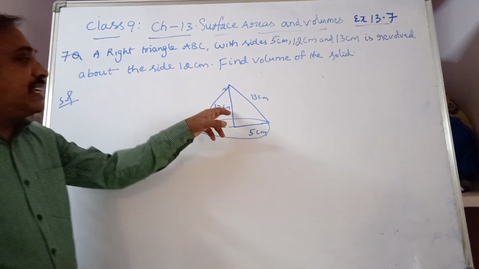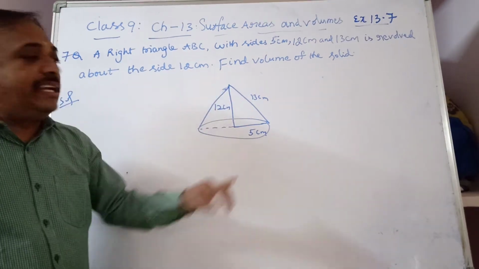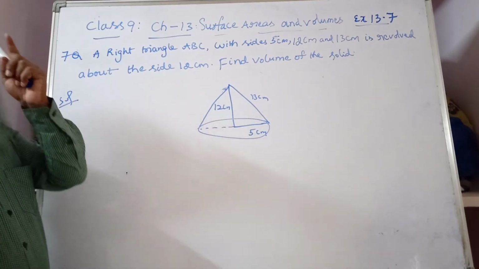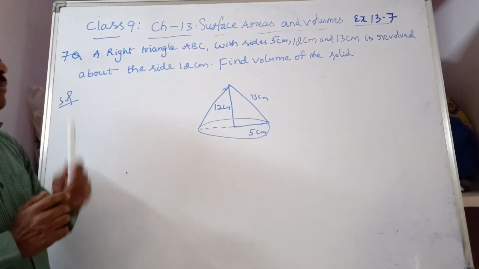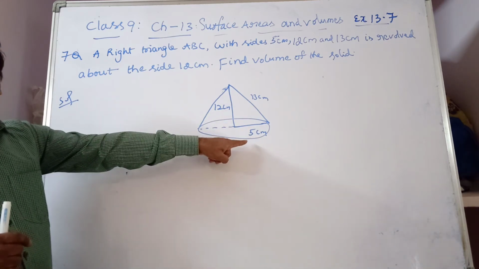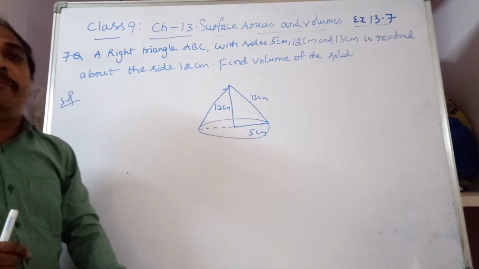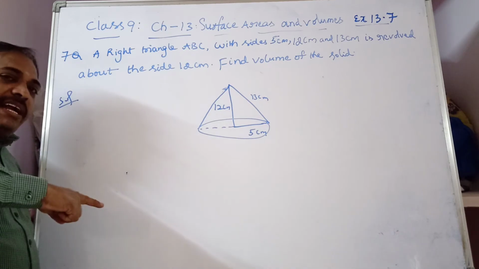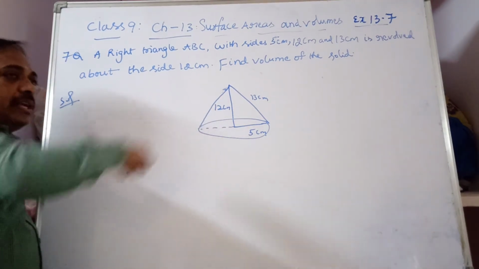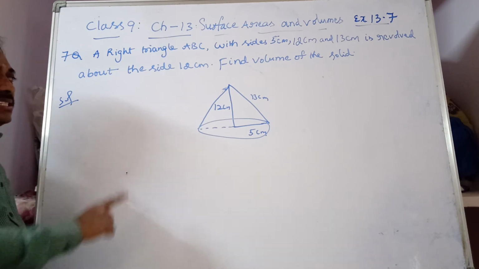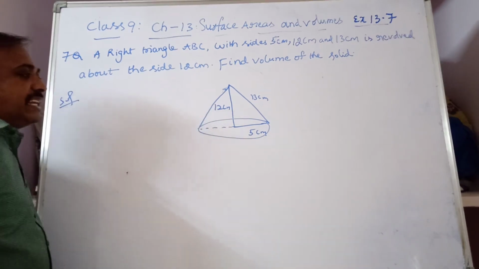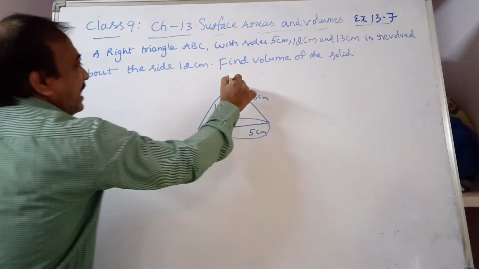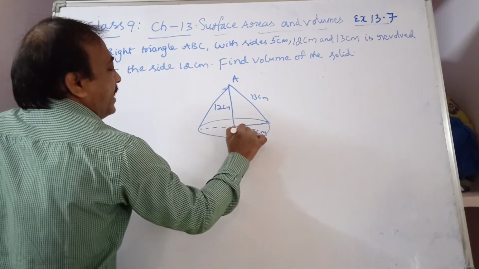So this is about the side 12 centimeter. Find the volume of the solid. What is the base radius? 5 centimeter. What is its height? 12 centimeter, because it is rotated about the side 12 centimeter. If it is rotating about the side 5 centimeter, then 5 centimeter will be the height and radius will become 12 centimeter. Now it is rotating about the side 12 centimeter, so height is 12 centimeter and radius is 5 centimeter.